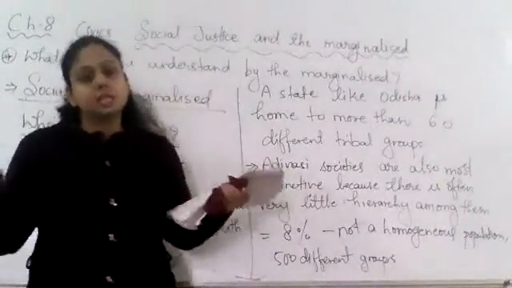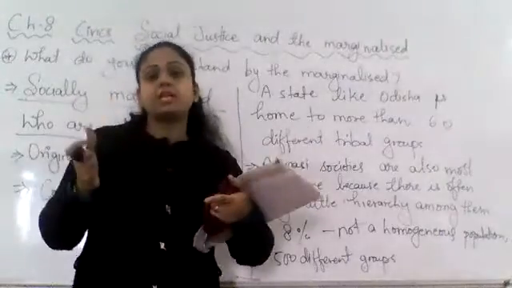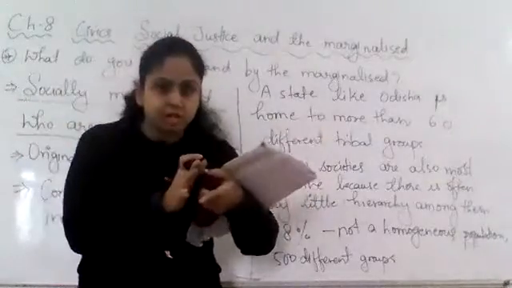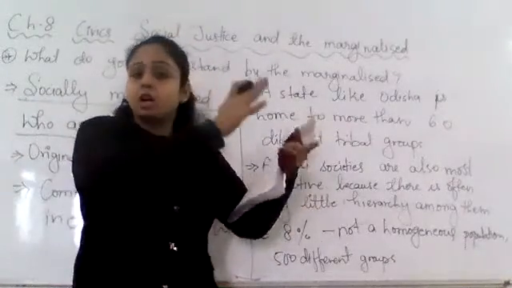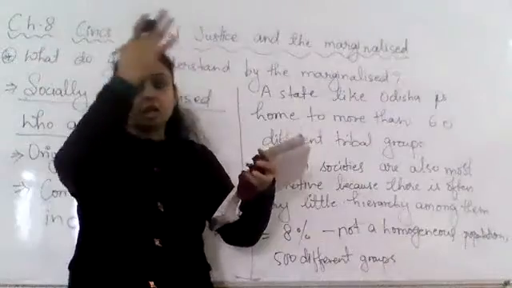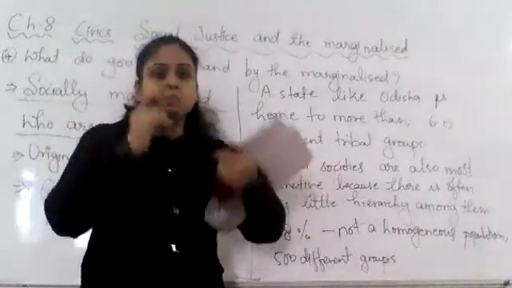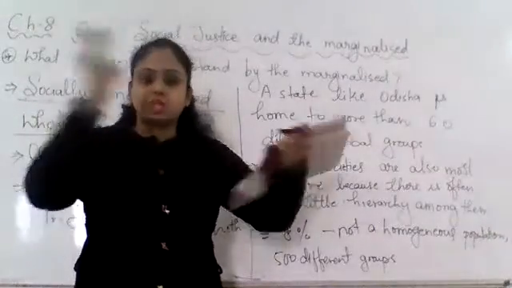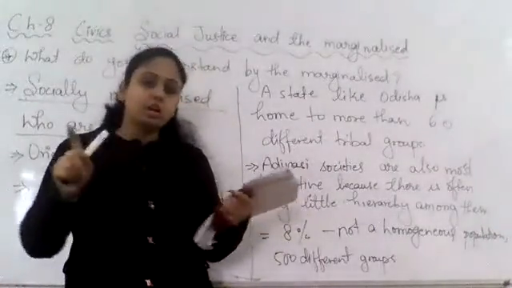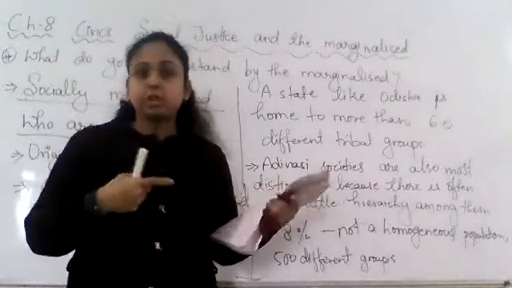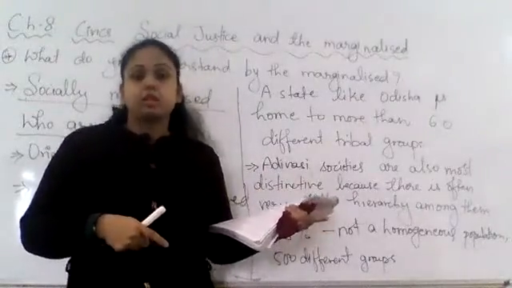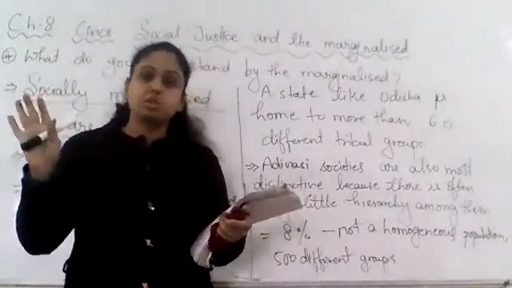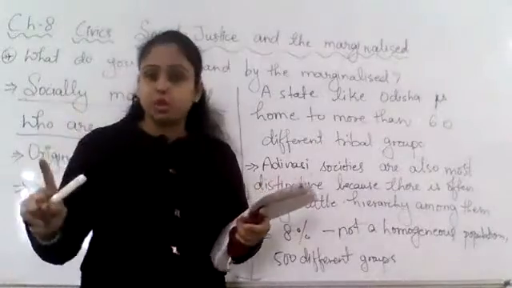Homogeneous group means same. If Brahmin is there, Brahmin of Rajasthan and Brahmin of Bihar are following the same. Okay. If Brahmin of Kashmir and Kanyakumari are following the same tradition and culture, then they will be called homogeneous population. That means they are same everywhere. But it is not so in terms of Adivasis. The different groups have different customs, different traditions, different cultures. So they are not a homogeneous population.